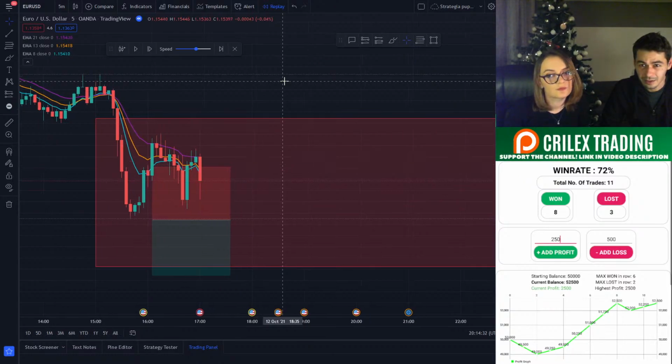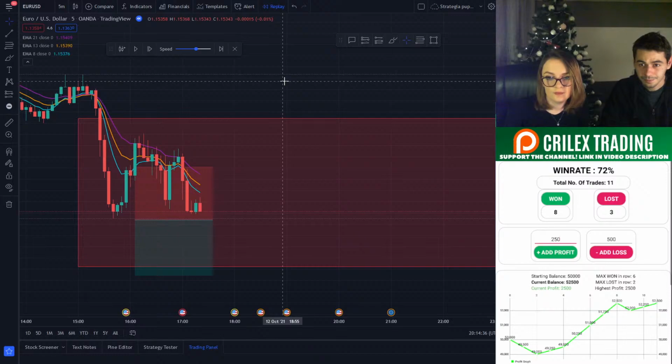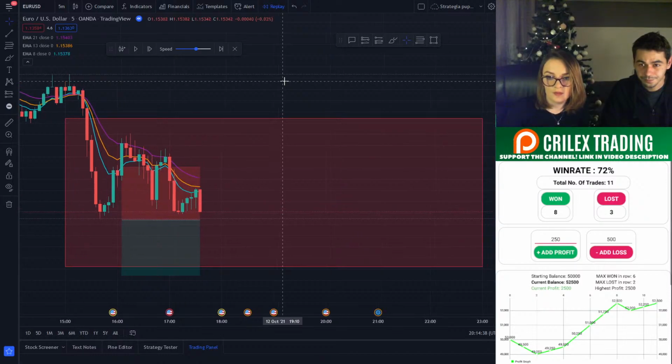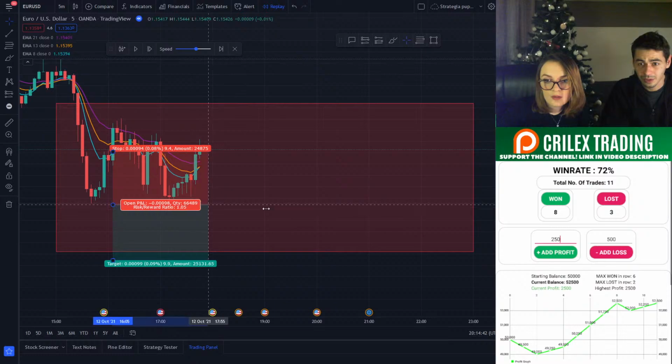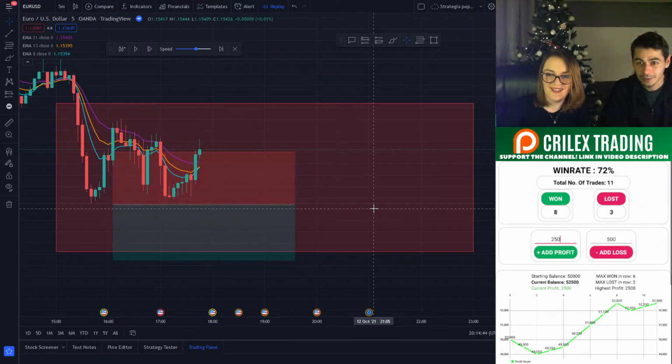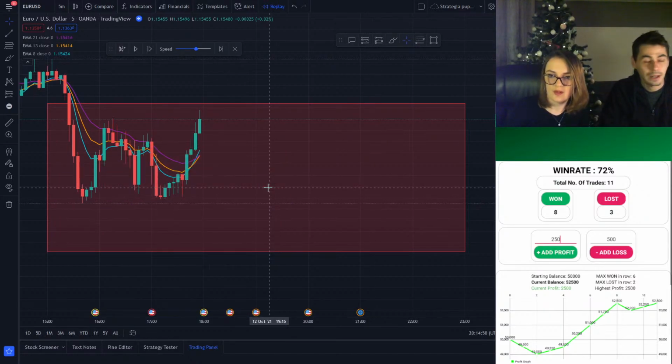Still running. We are not yet in this position, and we won't ever be, maybe. Well, that candle closed above, so just take it out.